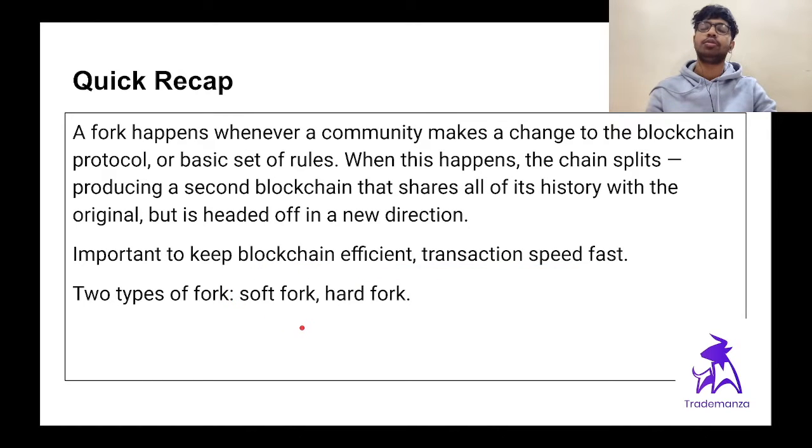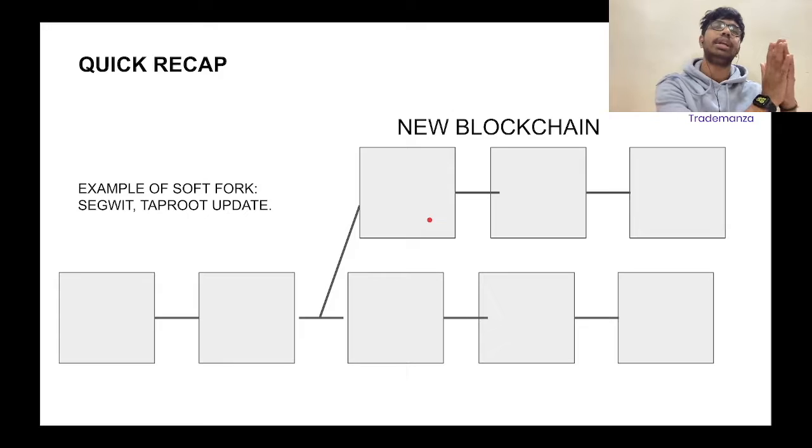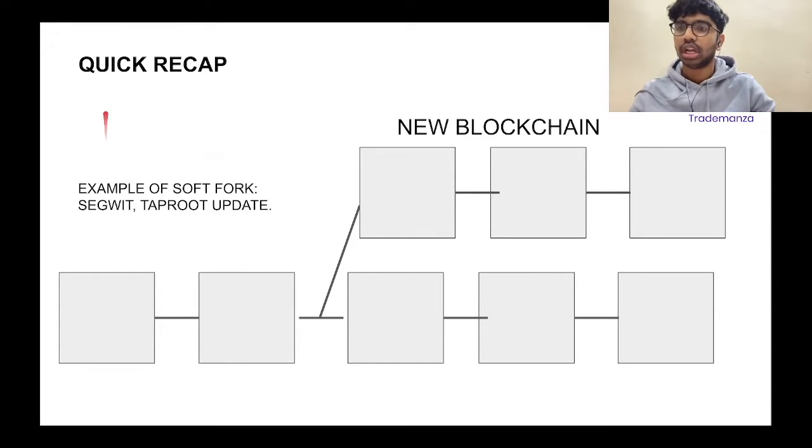So we have two types of fork. We have soft fork and we have hard fork. So this is an example. Let's just say we have all these blocks here, and the programmer or the coder made a change, and this new blockchain emerged out of it. So this is nothing but a hard fork. So minor changes in a blockchain which lead to a completely new blockchain, it's called forking.